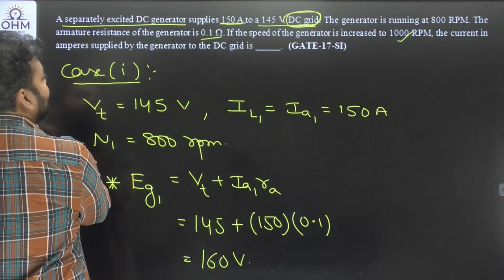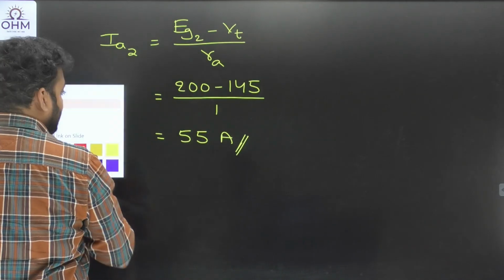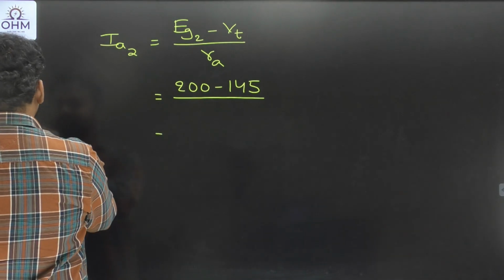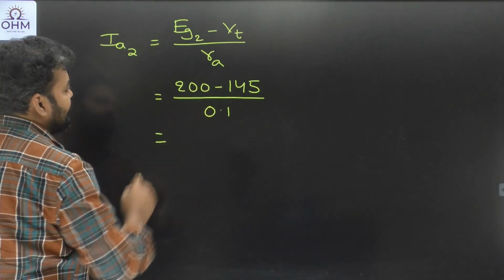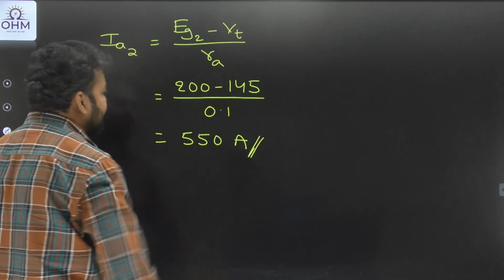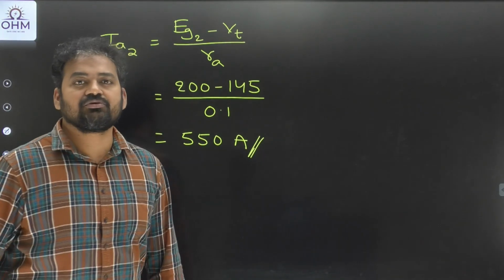Armature resistance is not 1 ohm, it is 0.1 ohm. Sorry. So let me substitute that. If armature resistance is 0.1 ohm, it will be 55 by 0.1. So the current will be 550 ampere. This is the current generated by the machine when speed was increased to 1000 RPM.